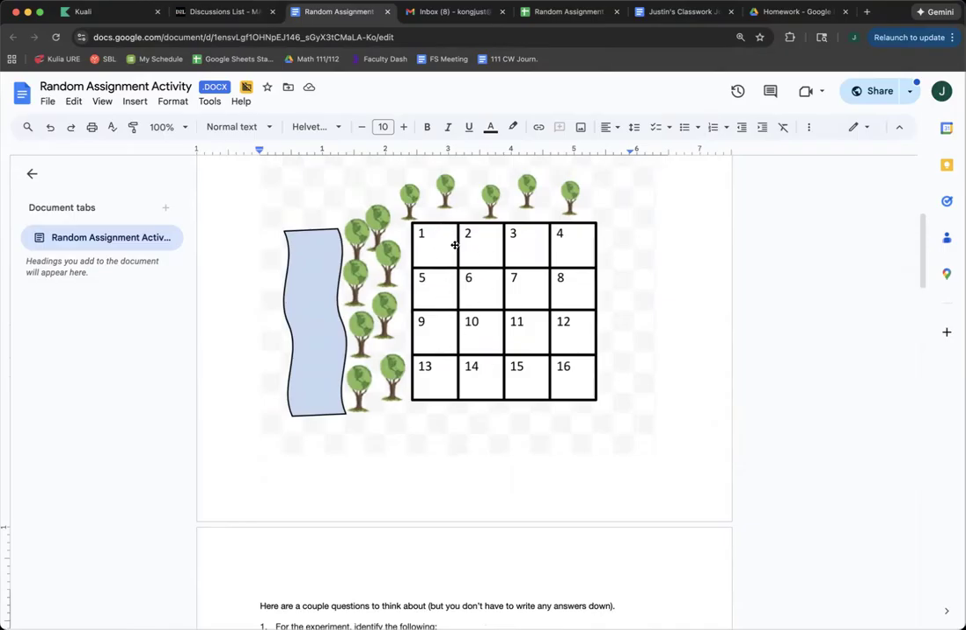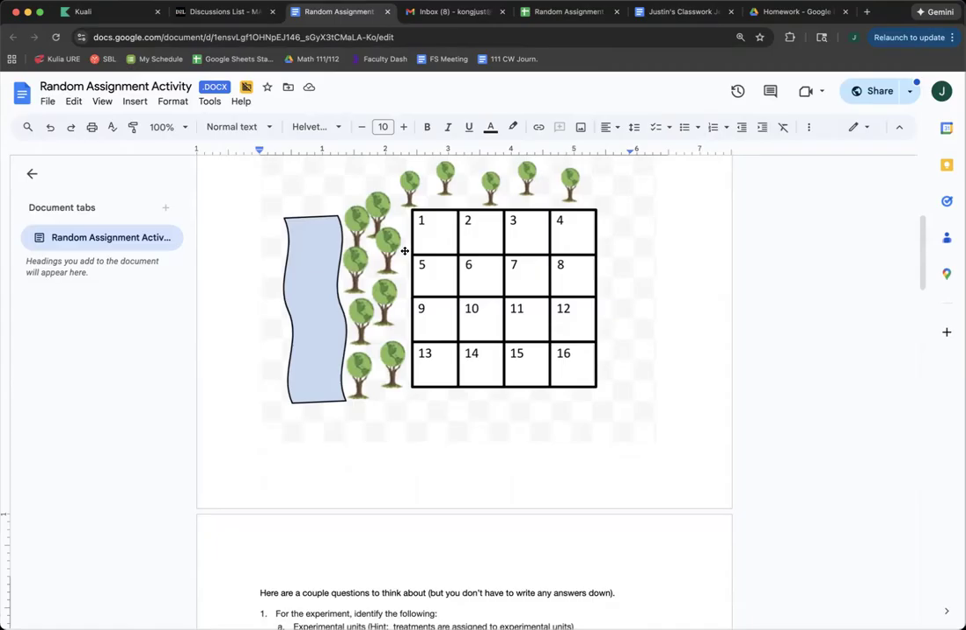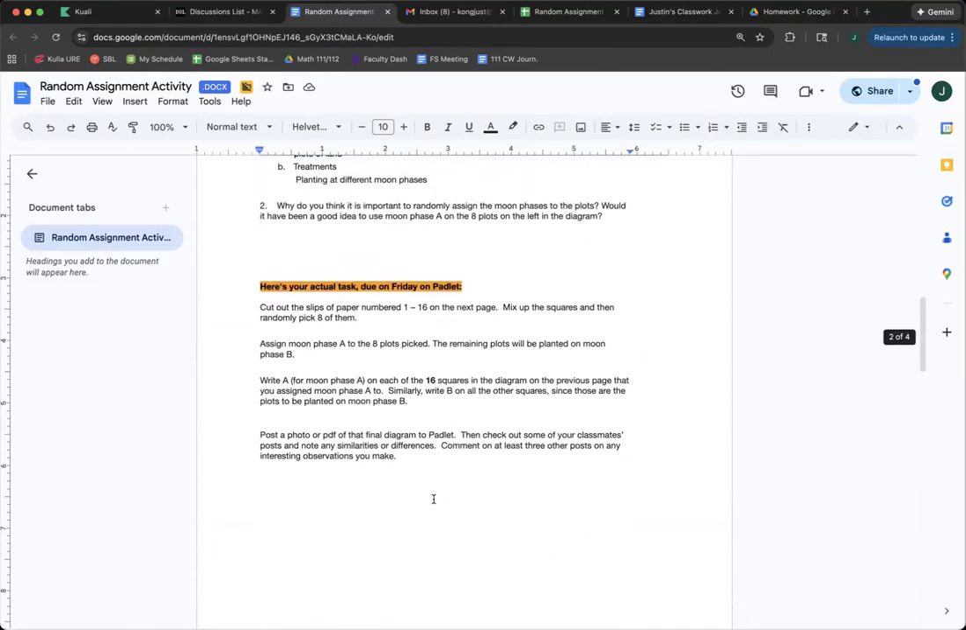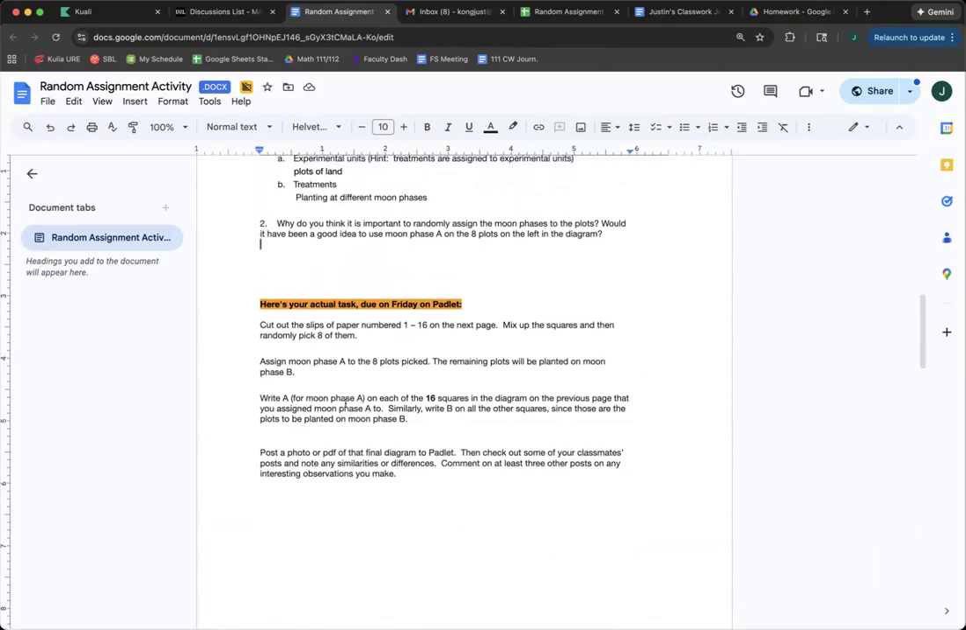The reason why that's not a good idea is because maybe the trees and the river have some effect on the outcome, right? Maybe that land is extra fertile for some reason, or maybe it actually has a negative impact. Either way, it's affecting the outcome. You're introducing some confounding variable. So assigning on the left would not be a good idea. Similarly, you wouldn't want to assign it on the top either, or anything that's not random for that matter.